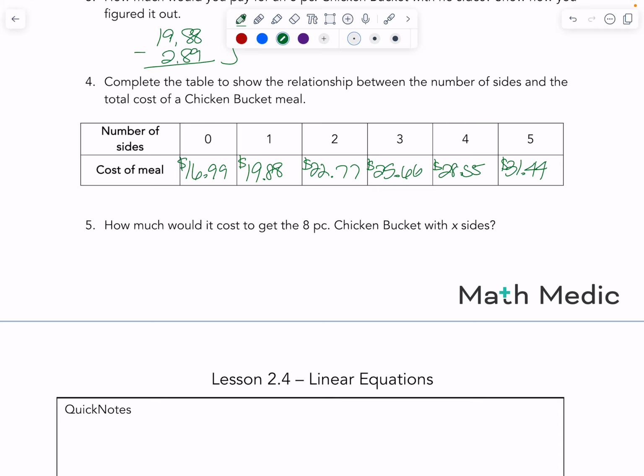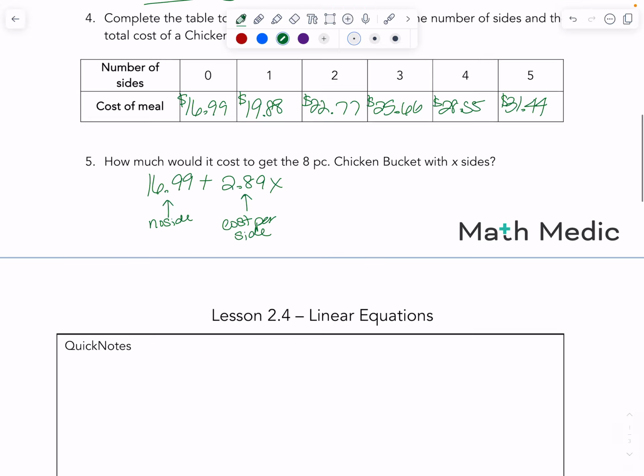All right, how much would it cost to get an 8-piece chicken bucket with X sides? So really what I wanted is an equation. So go ahead and pause the video to try to come up with that equation. All right, so I would have had $16.99, which is the cost of the bucket with no sides. And then I would be adding 2.89 times X. 2.89 is the cost per side, and X would be the number of sides.